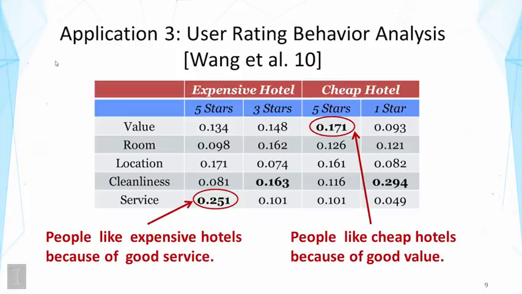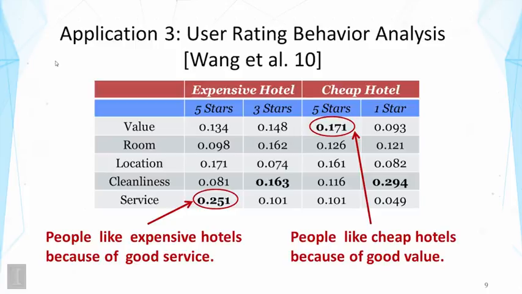But if you look at the right side, at the column of 5 stars, these are the reviewers that like the cheaper hotels, and they gave cheaper hotels 5 stars. As we expected, they put more weight on value, and that's why they like the cheaper hotels.